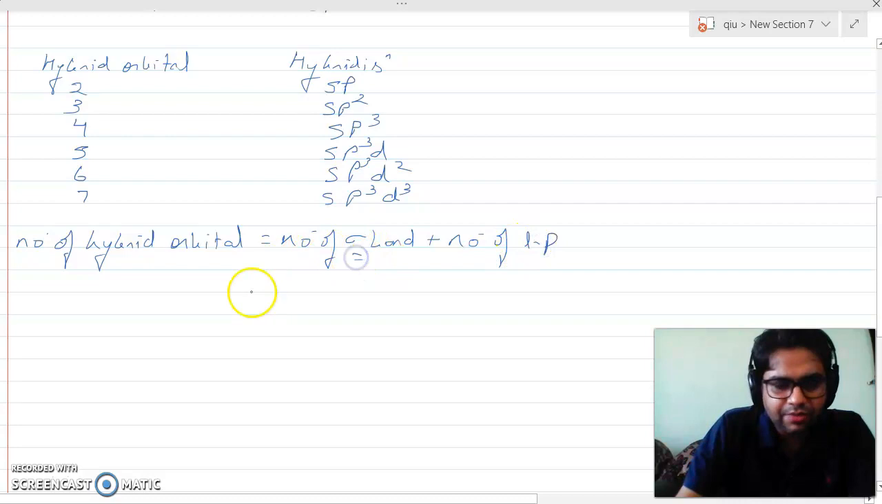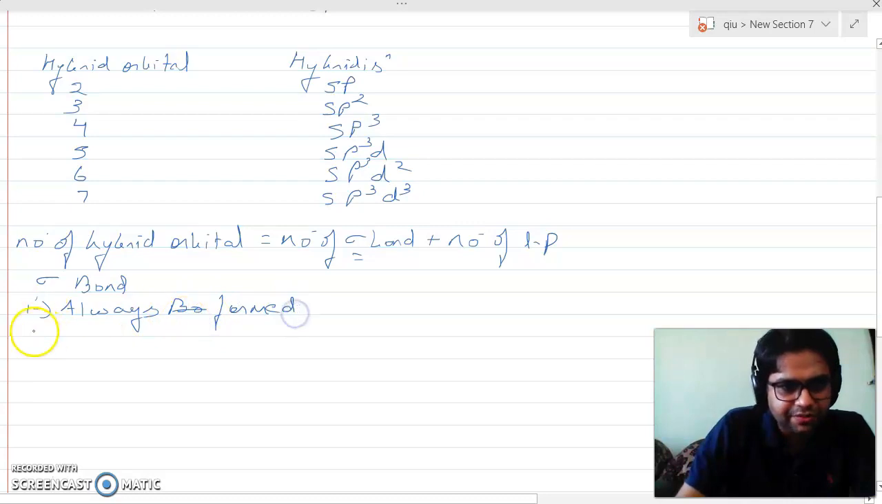So let's come over here, sigma bond. As you all know, a sigma bond is always formed. There are very few exceptions, like the C2 molecule, but sigma bond is always formed, leaving just one exception. And the second point is that it will always be 1 in number. Why am I saying this?